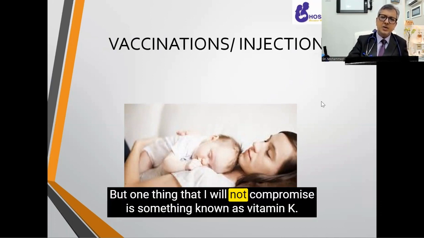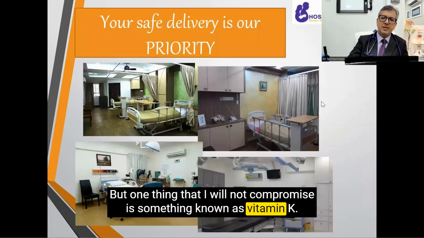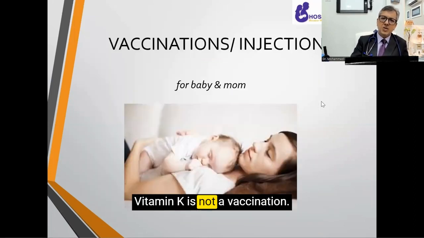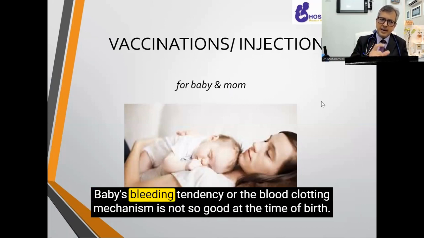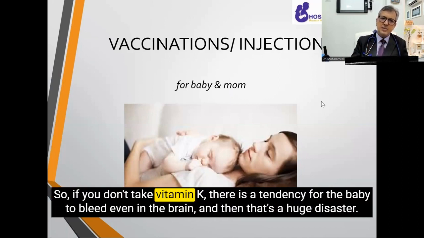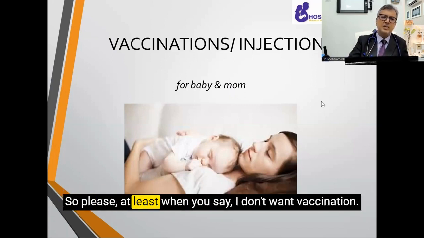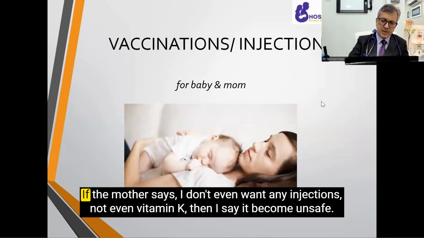But one thing that I will not compromise is something known as vitamin K. Right? Vitamin K is not a vaccination. Vitamin K is given to the baby soon after birth, and that is to prevent unwanted bleeding within the baby. Baby's bleeding tendency or the blood clotting mechanism is not so good at the time of birth. So if you don't take vitamin K, there is a tendency for the baby to have a bleed even in the brain. And that's a huge disaster. So please, at least when you say, I don't want vaccination, if the mother says, I don't even want any injections, not even vitamin K, then I say it becomes unsafe.